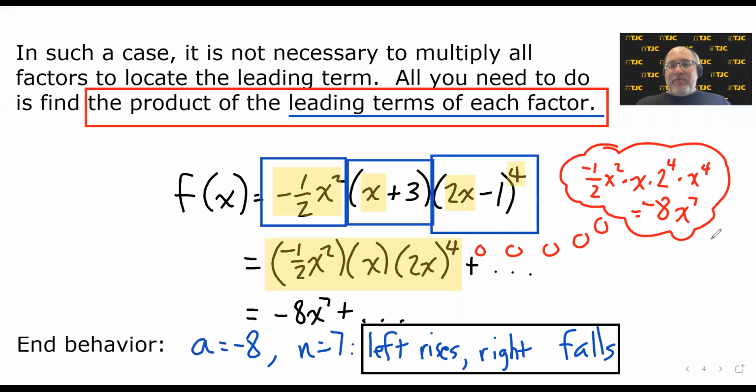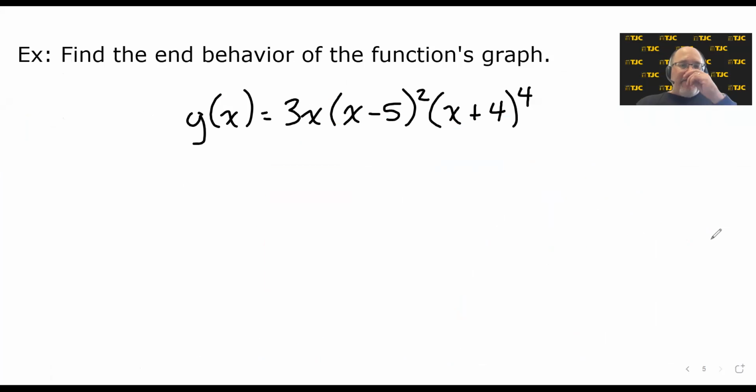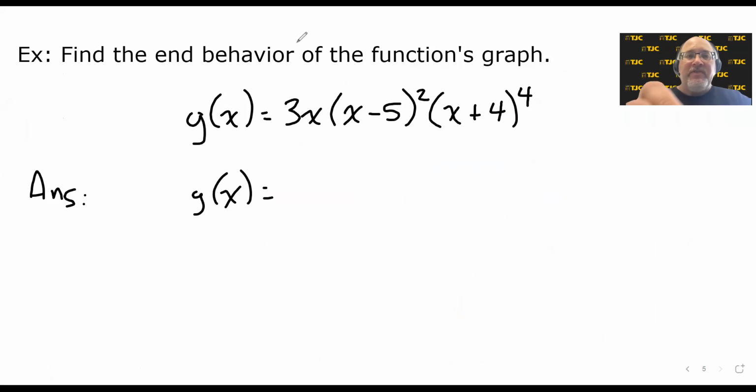All right, we're going to take a look at one more and wrap up this video. Find the end behavior of the function's graph. G of x equals 3x times the quantity x minus 5 squared times the quantity x plus 4 to the fourth. Remember, all we need to determine the end behavior is the leading term. And to find the leading term, we just find the product of the leading terms of each factor. Factor is part of a multiplication problem, in case you weren't clear.